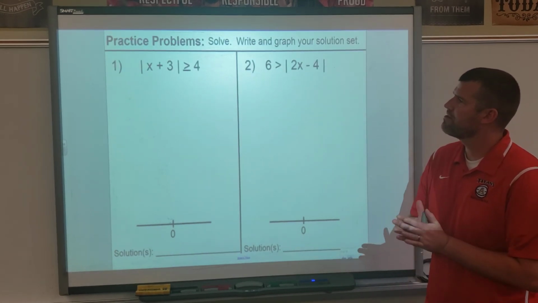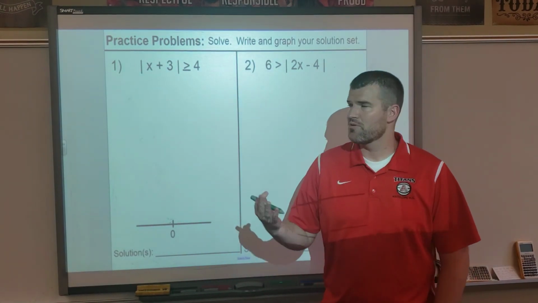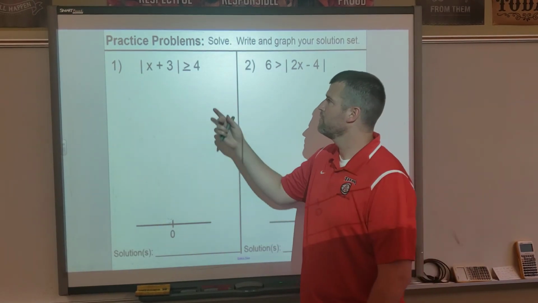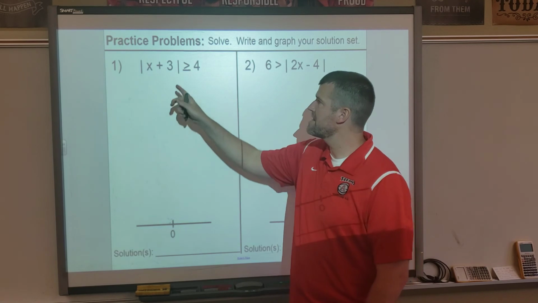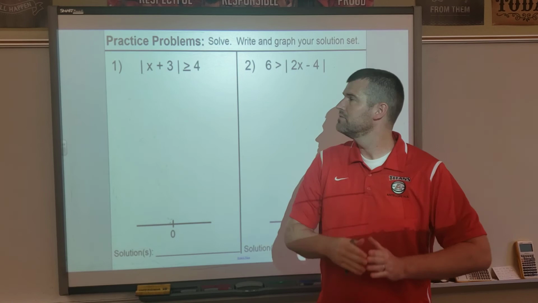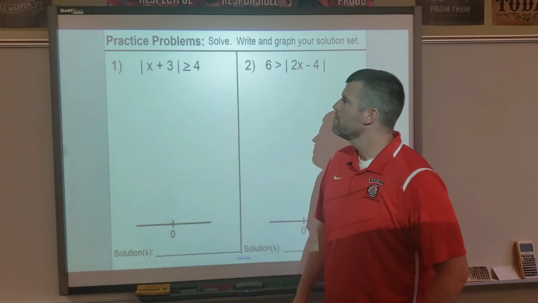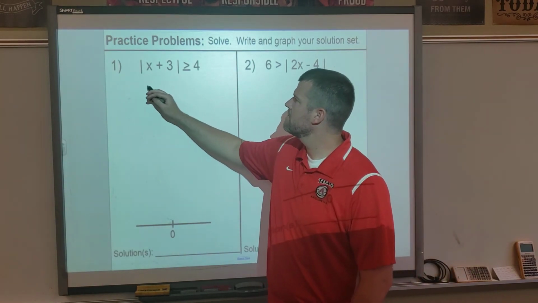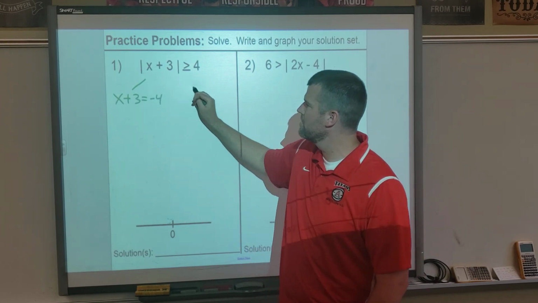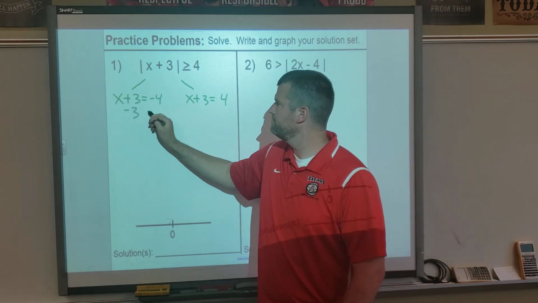All right, so some more practice. First question I'll ask is, will our circles be open or closed? Well, they will be closed circles. They'll be shaded in because now we can equal. Will our graph get away or come together? Well, if our distance is greater, we want to get away, right? But first I'm going to solve it as though it were an equation. So I'm going to set it up with equals. So I do x plus 3 equals -4. X plus 3 equals +4. Solve it.